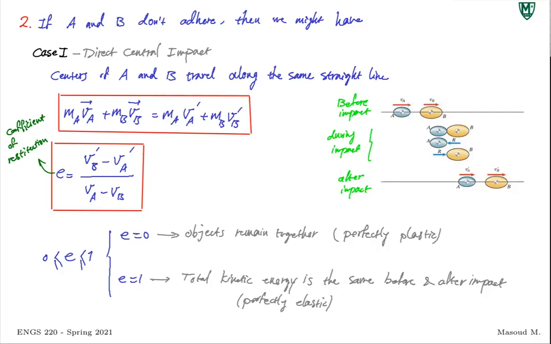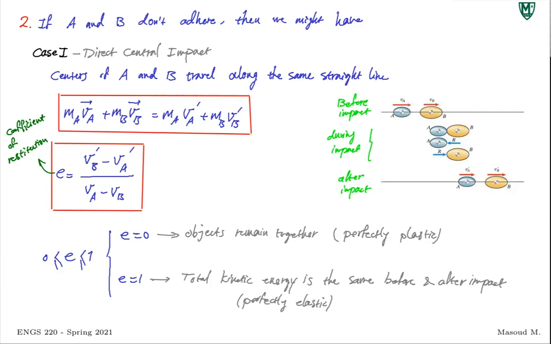If e is not 1, then somewhere in between, part of the energy is going to be released. This kinetic energy is going to be converted to some other form of energy. You might have heat, sound, deformation in the object. If e is equal to 0, that's the case for outcome 1, when those two objects just stick together and stay together.